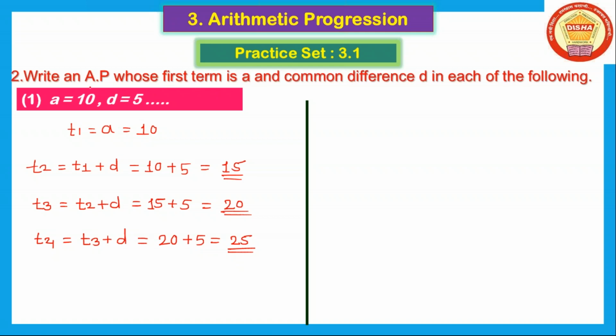What is the question given here? Write an AP. So here we write: the AP is 10, 15, 20, 25, and so on. This question is asked for 2 marks or 1 mark. If the example is too complicated, then it is asked for 2 marks. See, A is given, D is given. We take the first example. All of you understood this?